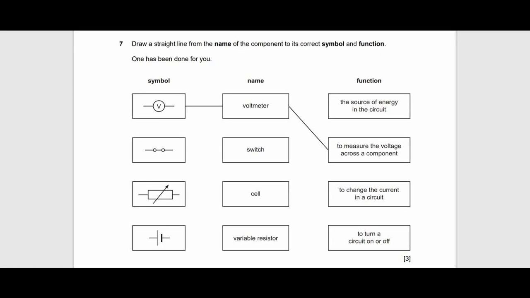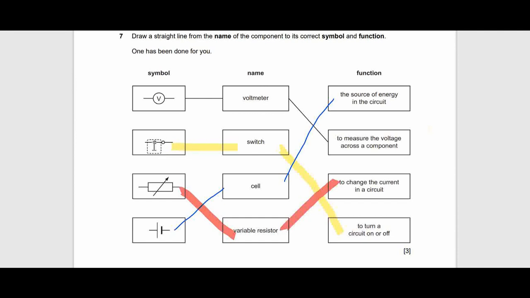Well, let's open up the answer. Here we go. This one is the switch. It's to turn a circuit on and off. This one is a variable resistor. It is to change the current in the circuit. This is a cell, the source of energy in the circuit.